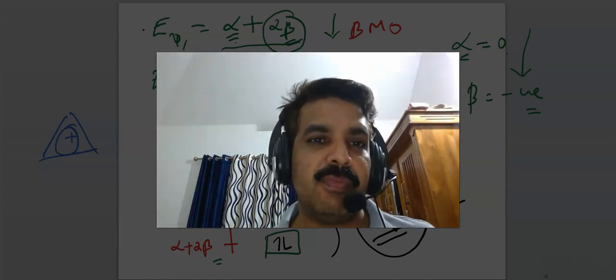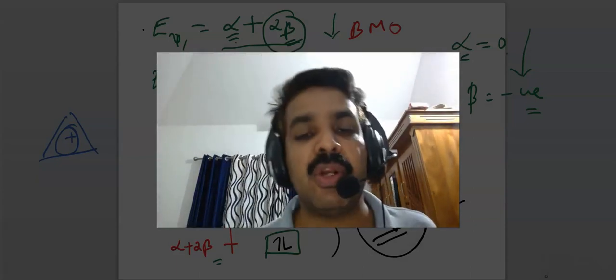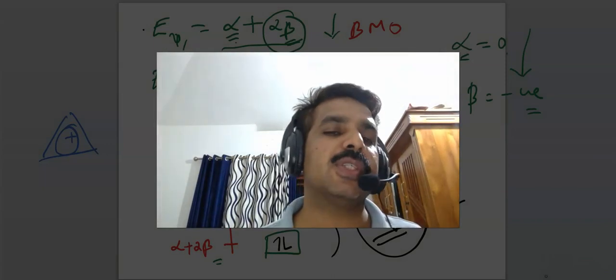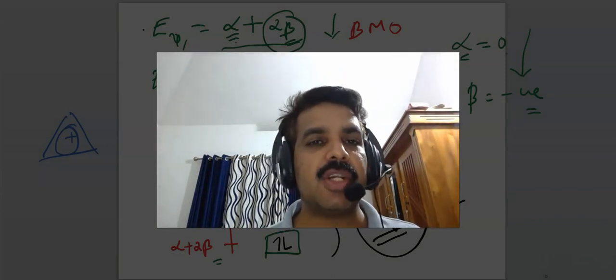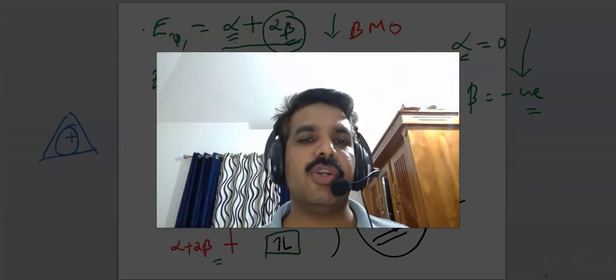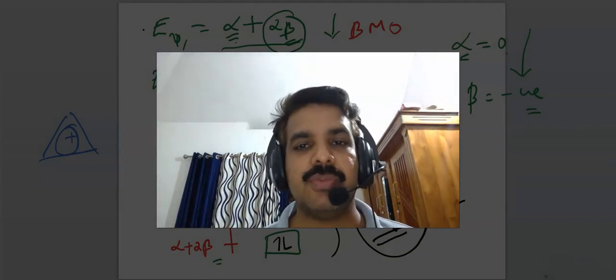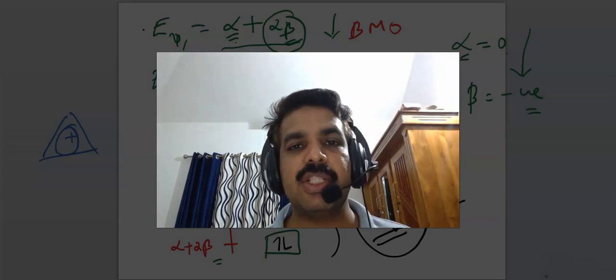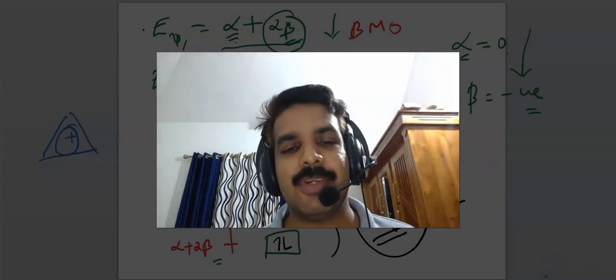Then the coefficients, we want to determine actually the coefficients. Here we need not calculate the coefficients because here there is no interaction between psi 1 and psi 2. If they interact, and we want to calculate psi 1 and psi 2, then that is a tedious procedure. We would use computational techniques to calculate the coefficients of the linear combination. Here no need, we already got the energies of the molecular orbitals.